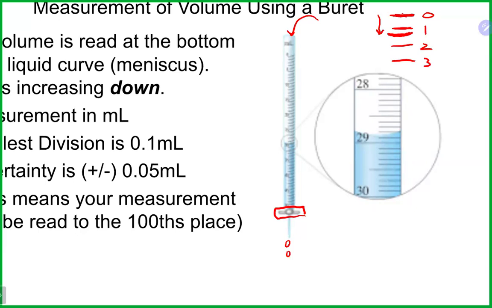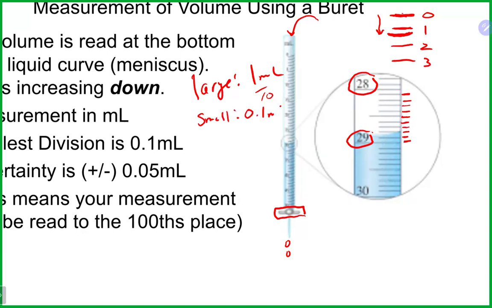So if we look at this scale, this is 28 and this is 29. That means our large markings in this case are 1 milliliter, not 10. And if we look at the markings here, this is 1, 2, 3, 4, 5, 6, 7, 8, 9, and 10 markings between the large markings. So again, if we divide by 10, our small markings in this case are going to be 0.1 milliliters.